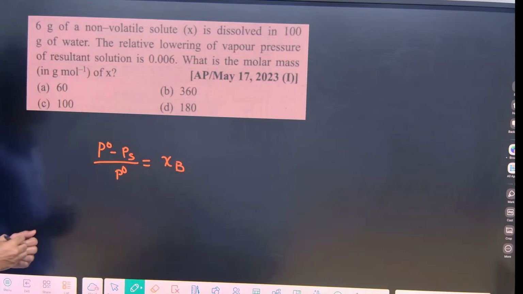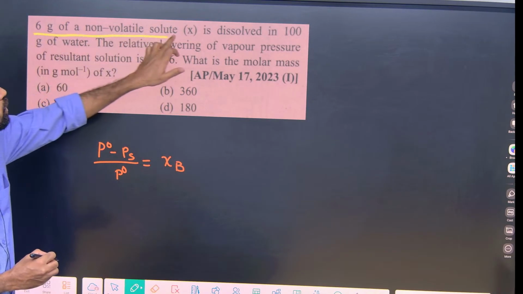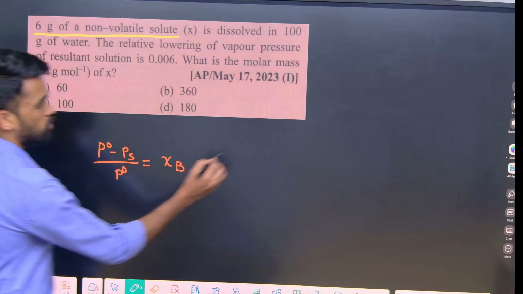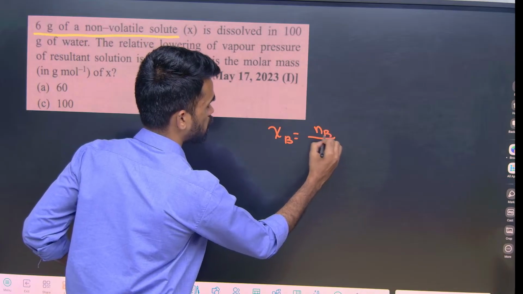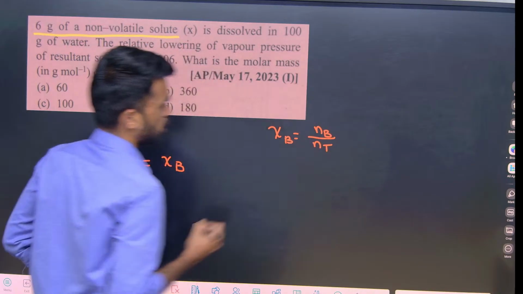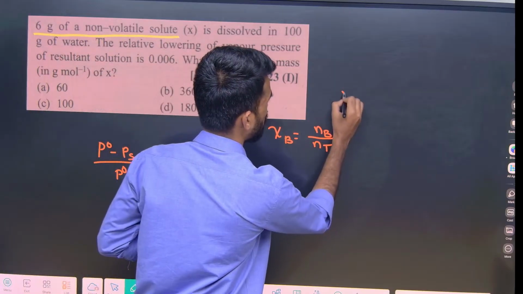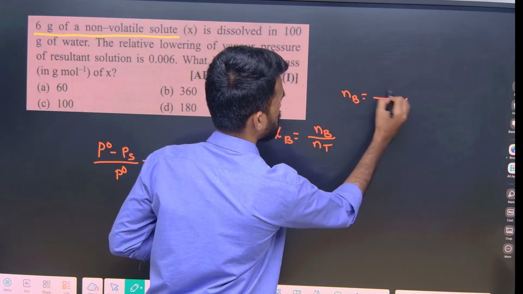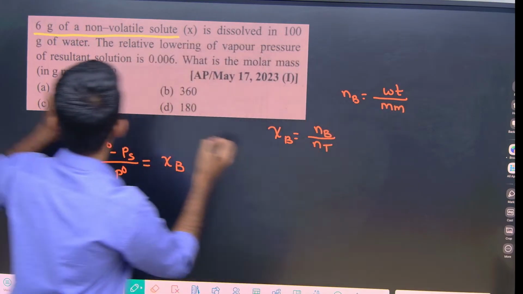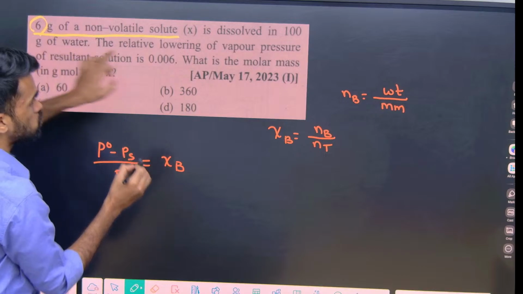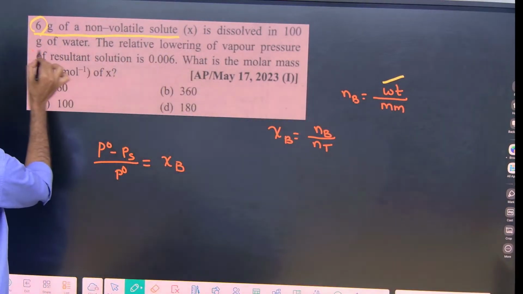What do we mean by mole fraction of the solute? See here, 6 grams of non-volatile solute is taken. So mole fraction of solute is the number of moles of solute by the total number of moles, that is, number of moles of solute plus solvent. Number of moles of solute is nothing but the given weight of solute by the molar mass of that solute. They mentioned 6 grams of solute, which means weight is mentioned, dissolved in 100 grams of water.